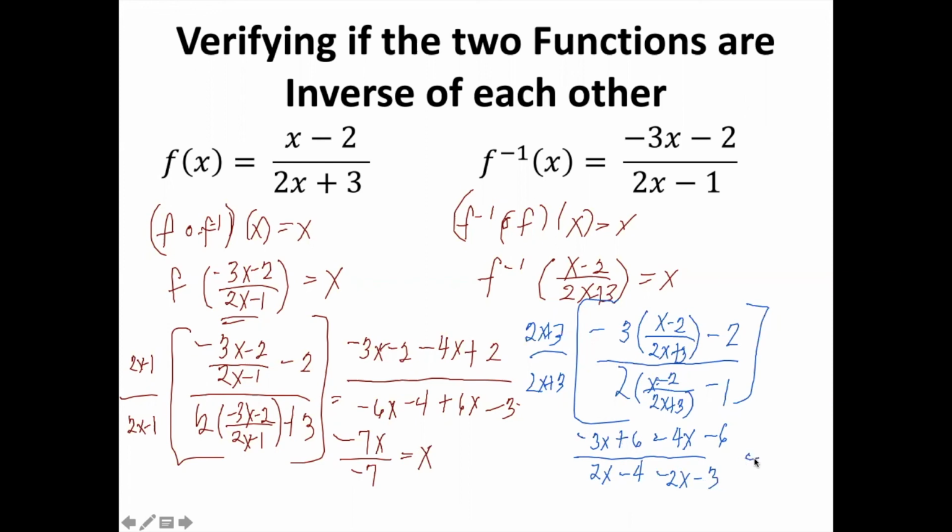So simplifying, cancel, negative 7x, cancel, over negative 7. So therefore, the two functions are inverse of each other. So to verify if the two functions are inverse of each other, all you have to do is get the composition of the function and its inverse, and the composition of the inverse and the function, and it should be both equal to x.